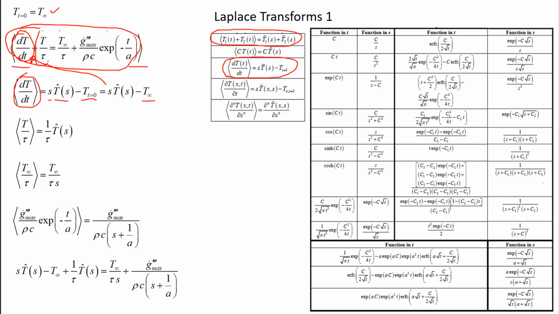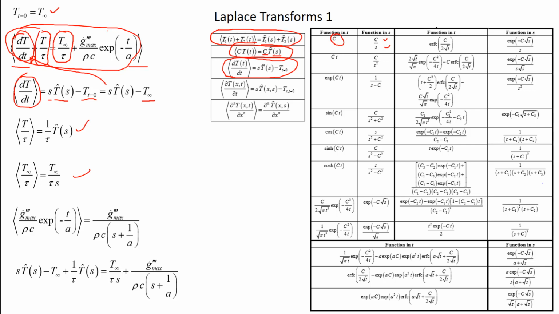Then we're going to take the Laplace transform of this guy. So this is the Laplace transform of temperature, which is a function of time, multiplied by a constant. So this is where I'm going to use this property right here, which says that it's just going to be that same constant times T hat. So that's what I did here. Then I take the Laplace transform of this guy. Well, that guy is just a constant, right? T infinity is constant, tau is constant. So if I take the Laplace transform of the constant, it's just that constant over S. So that's what I have here.